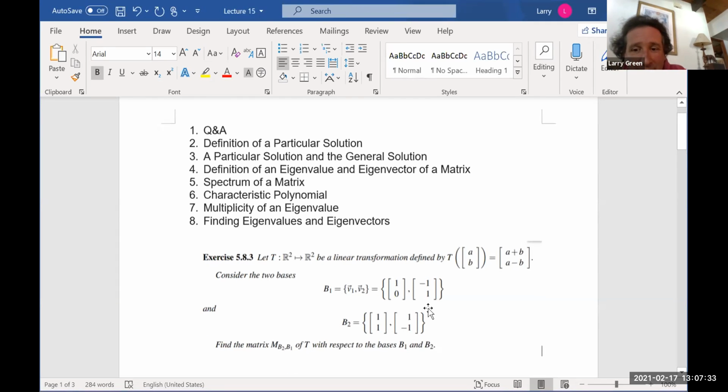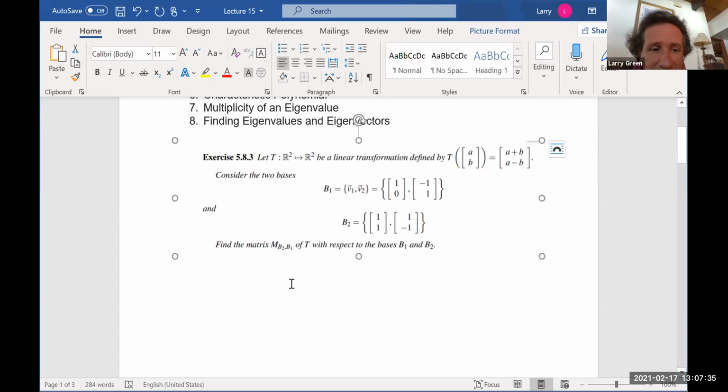Okay, so 5.8, number 3. All right, so what it says is let T go from R2 to R2 be a linear transformation defined by T of (a, b) equals (a plus b, a minus b). Consider two bases. B1 is v1, v2 equals (1, 0), (-1, 1). And B2 is (1, 1) and (1, -1). So find the matrix M B2, B1. That means you're going from B1 to B2 of T with respect to the bases B1 and B2.